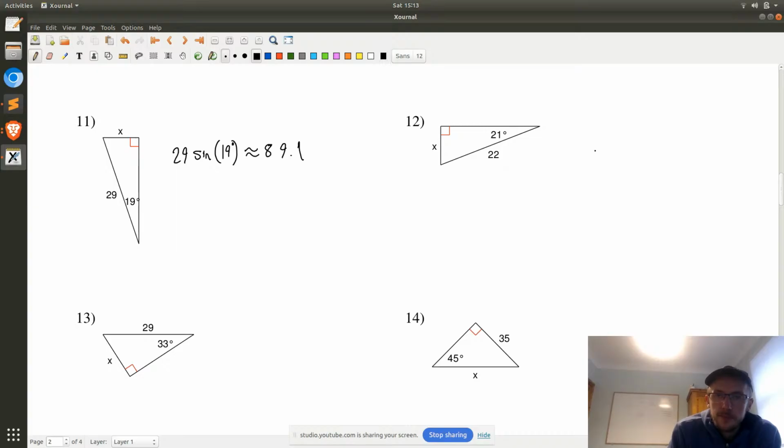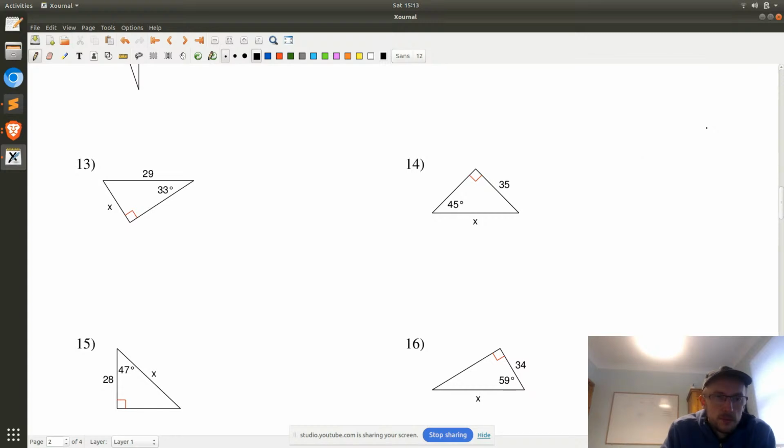Opposite hypotenuse. Sine of 21 is x over 22, so x is 22 sine 21, which is about 7.9-ish. Opposite hypotenuse, so sine of 33 degrees is x over 29, so 29 times that. About 15.8.